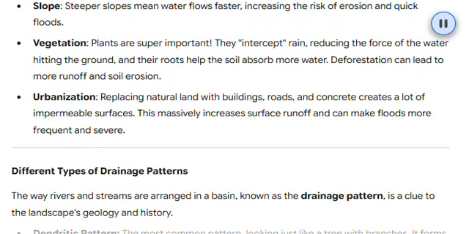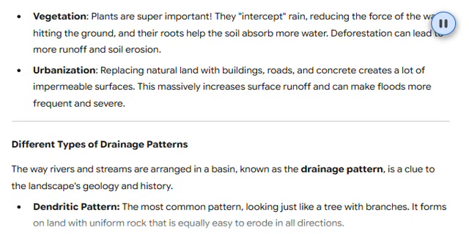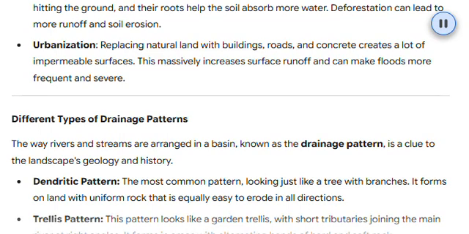Slope. Steeper slopes mean water flows faster, increasing the risk of erosion and quick floods. Vegetation. Plants are super important. They intercept rain, reducing the force of the water hitting the ground, and their roots help the soil absorb more water. Deforestation can lead to more runoff and soil erosion.